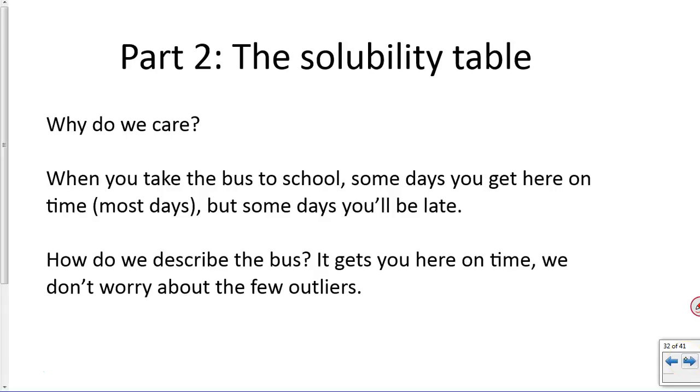Now, why do we care? Well, really quickly, we're going to figure this out with a quick analogy. If you were to take the bus to school, and most of you do, most of the days the bus will get you on time. But some days the bus will get you here late. So if, in general, you were to describe to your parents, does the bus get you to school on time? Yes, the bus gets you to school on time, and we're not going to worry about those few outliers, those few times that you're late.